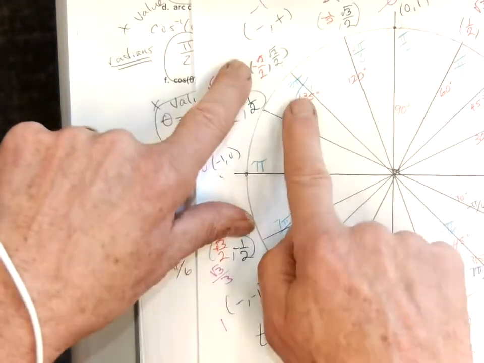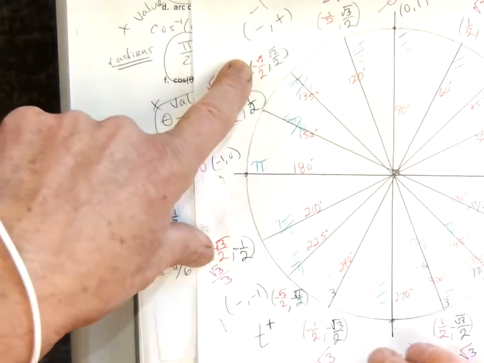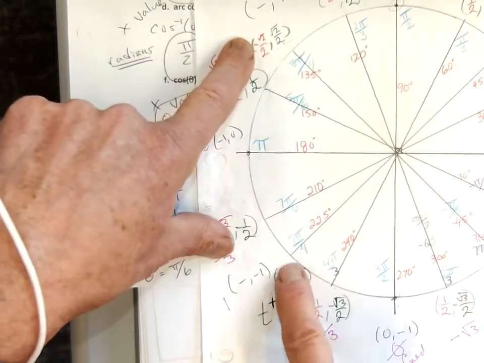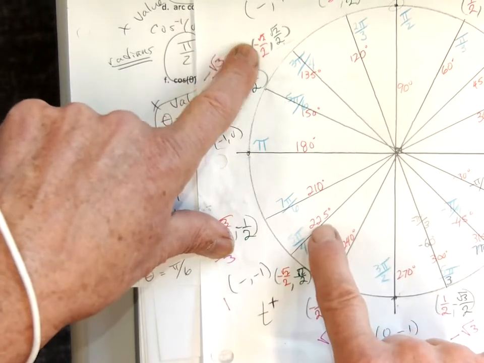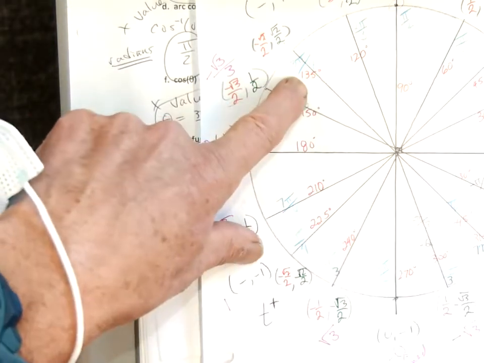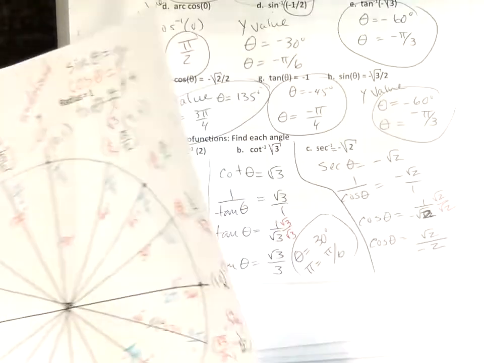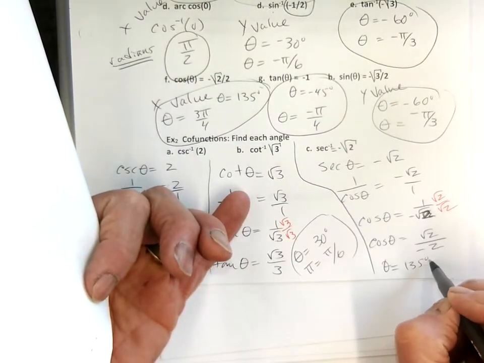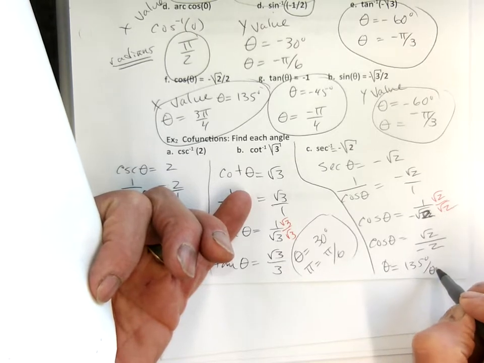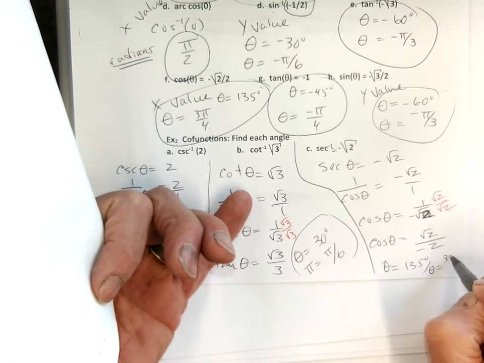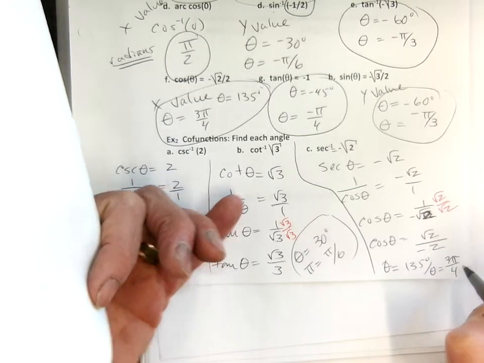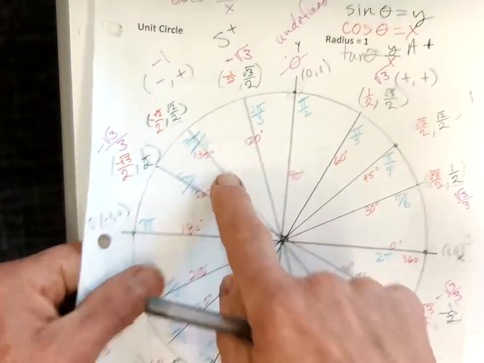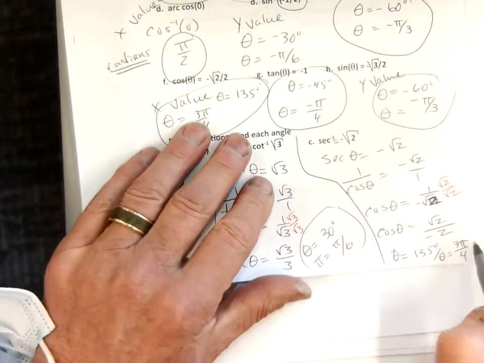Cosine of 135 degrees has that x value, and so does 225, but 135 is closer, so we're going to go with 135 degrees. So theta equals 135 degrees, which is the same as, in radians, my 3 pi fourths. Got it? Okay, turn the page.